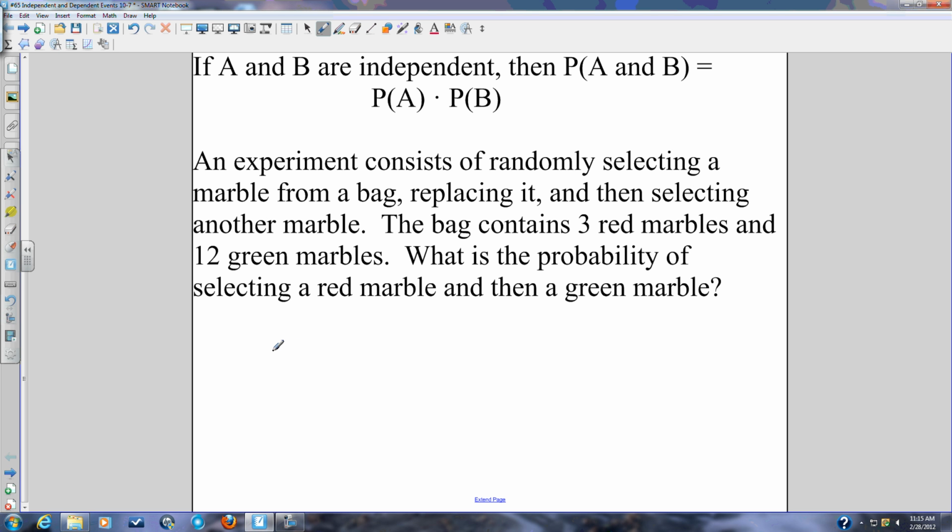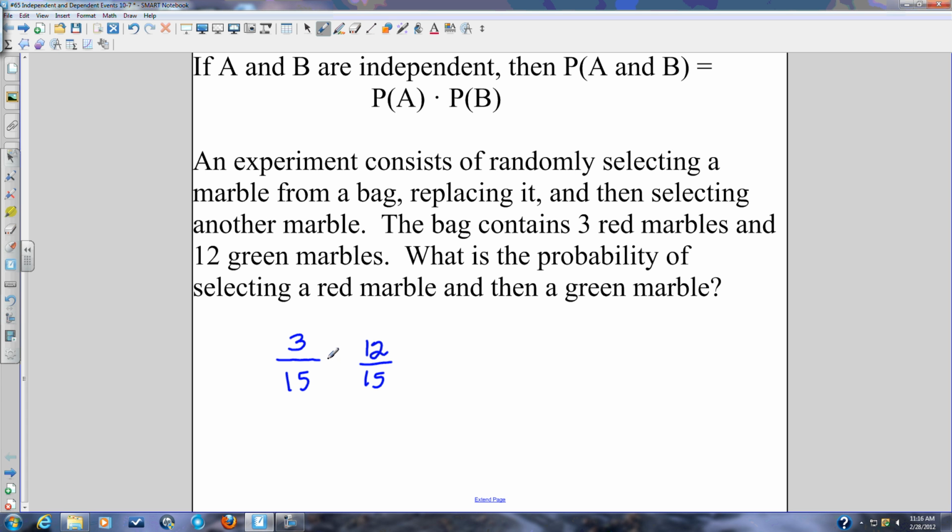So if we want to know the probability of selecting a red marble, there are 3 red marbles, and there's a total of 15 marbles in the bag. So 3 out of 15 is the probability of selecting a red marble. Now, as far as the green marbles go, we've taken that red marble, and then we've put it back in the bag. So there's still 15 marbles in the bag. So now we want the probability of selecting a green marble. Well, there are 12 green marbles, and there are still 15 total marbles in the bag.